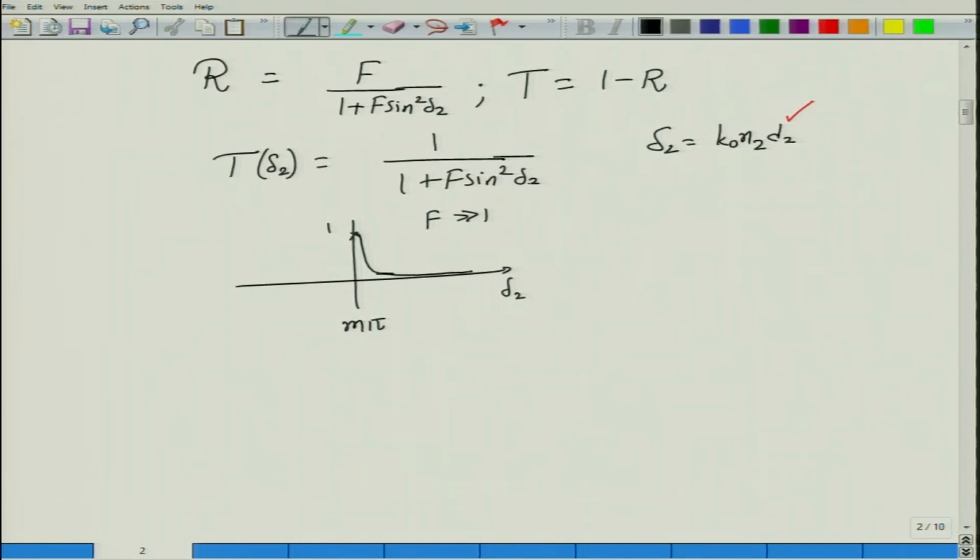Okay. When delta 2 is away from m pi, and sin square delta 2 is equal to 1, the minimum transmittivity that you are going to get will be equal to 1 by 1 plus F. And when F is much larger than 1, then this quantity can be approximately 0. If F is not very large, maybe F is just 2 or 3, then you will see the curve to be slightly different.